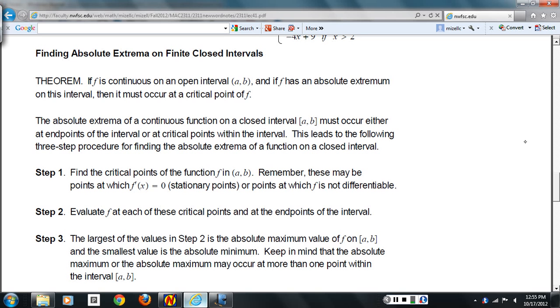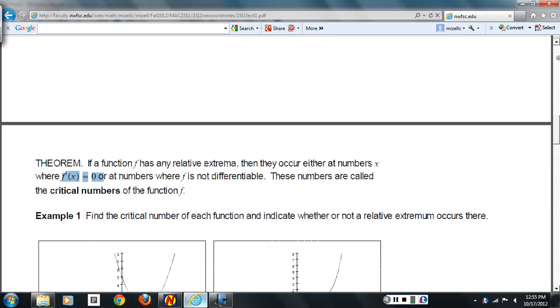If it has an absolute extremum, then it must occur at a critical point. Now let's look back at the definition of critical point and make sure we're clear on that. If a function has any relative extrema, then they must occur at critical points. Different calculus textbooks call these critical points, critical numbers, two different things basically. Some call them critical points, a point on the x-axis in the domain of the function. Others call them critical numbers because we think of numbers in the domain as numbers. So I'll use those interchangeably.